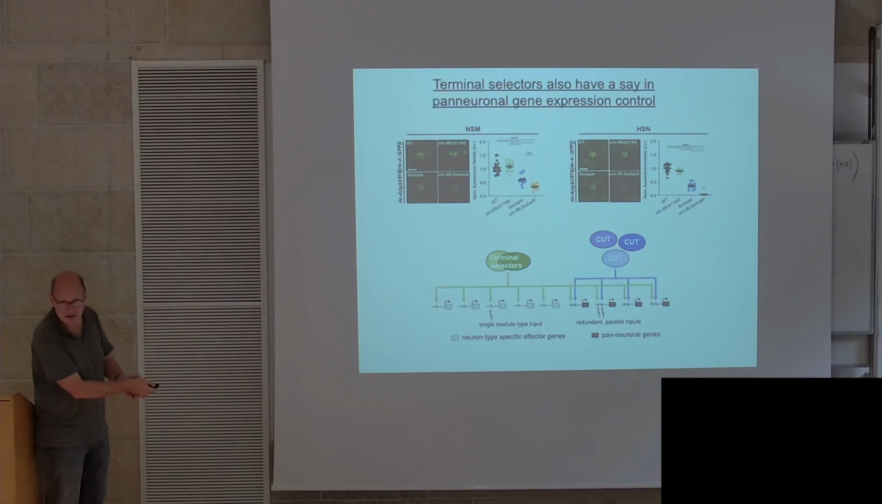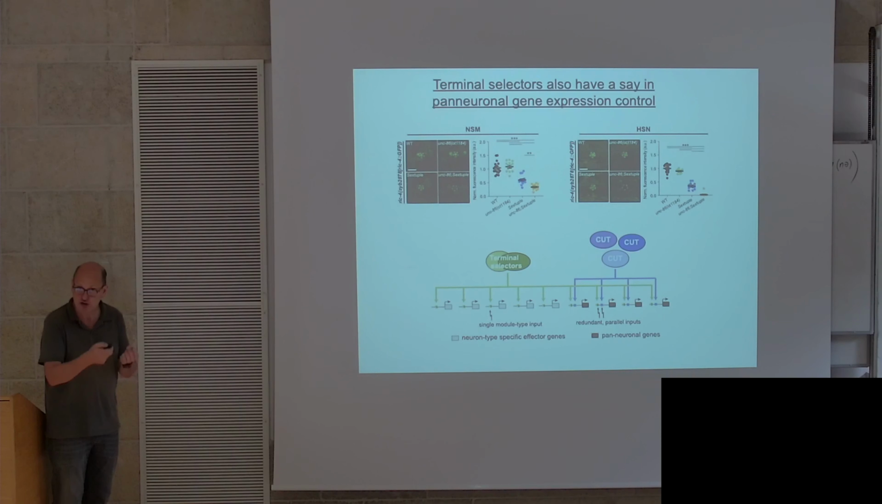So this is the take-home message, the punchline here. What you will see here is that you have neuron type specific genes being regulated by these combinations of identity specifying terminal selectors, homeodomain transcription factors. They also contribute to pan-neuronal gene expression, but what you really need for pan-neuronal gene expression is enough dosage of that class of specific homeodomain transcription factors.